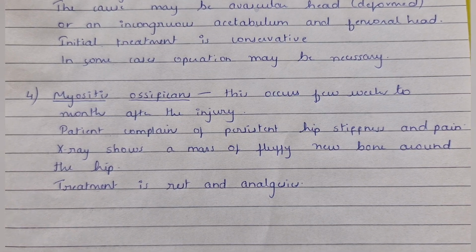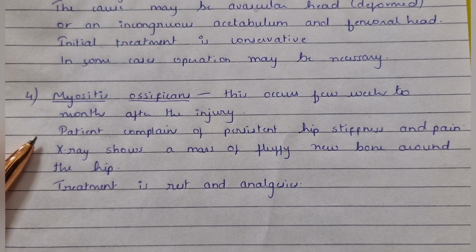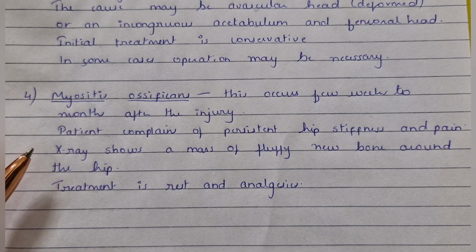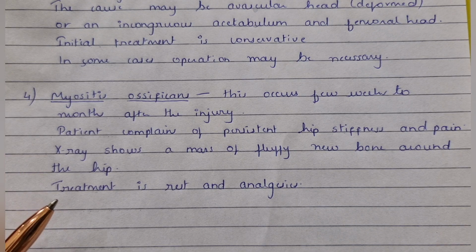Myositis ossificans. This occurs a few weeks to months after the injury. The patient complains of persistent hip stiffness and pain. X-ray shows a mass of fluffy new bone around the hip. Treatment includes rest and analgesics.